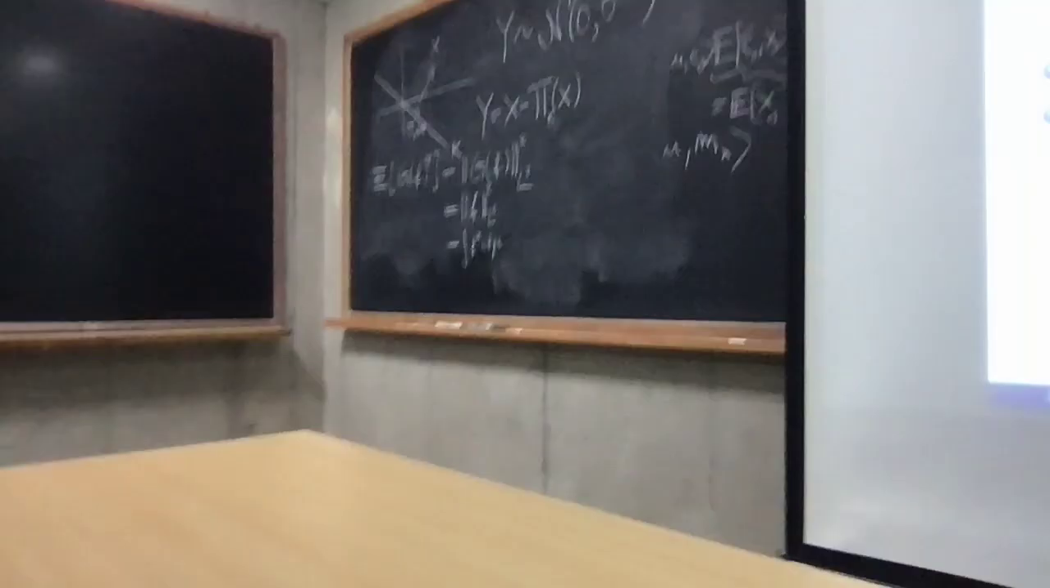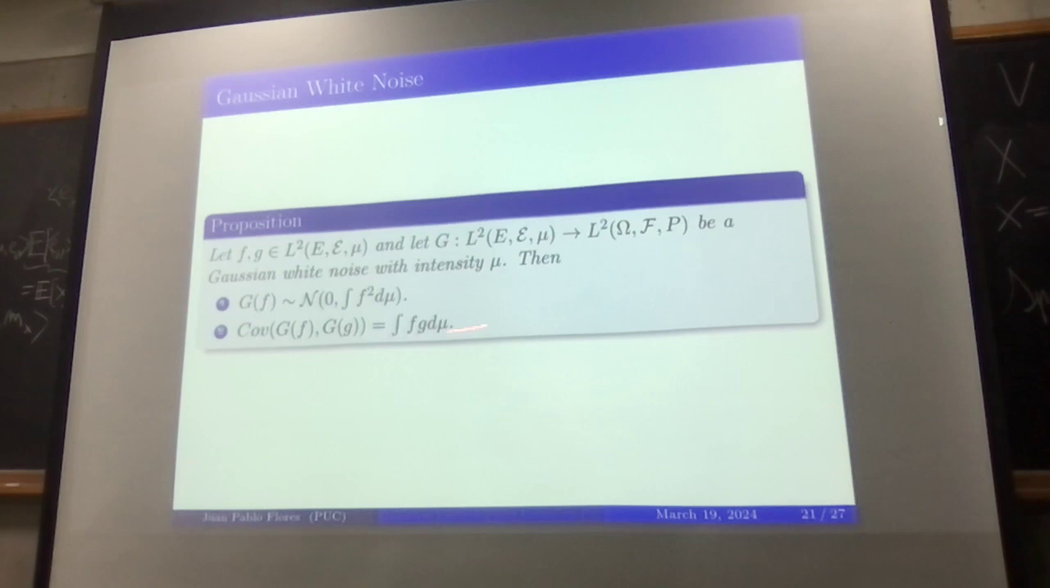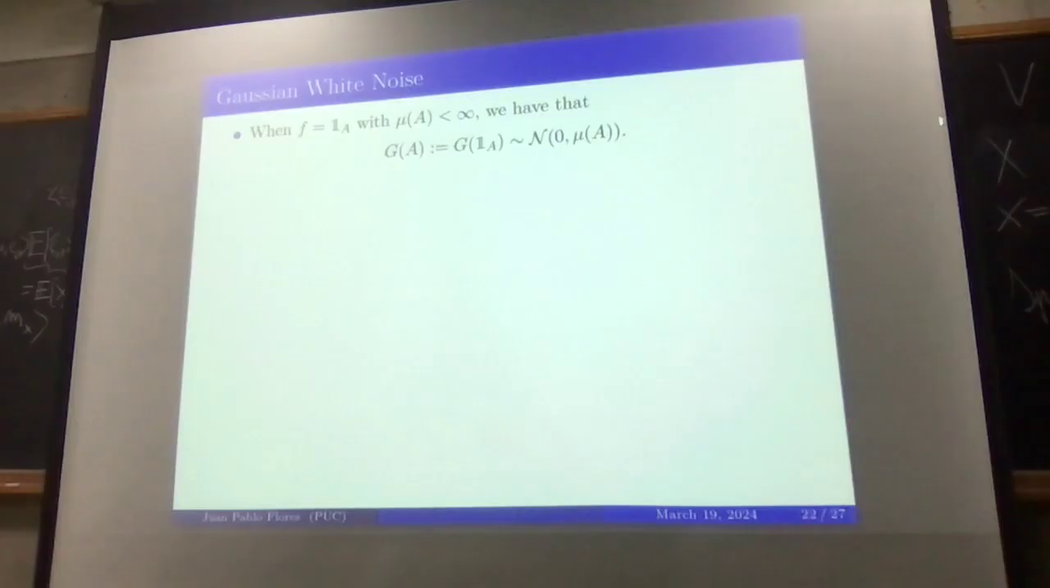The second statement is that the covariance of G of f and G of g is going to be given by the integral of this product. This is also a consequence of the isometry property. It preserves angles. And that is not going to be proved.